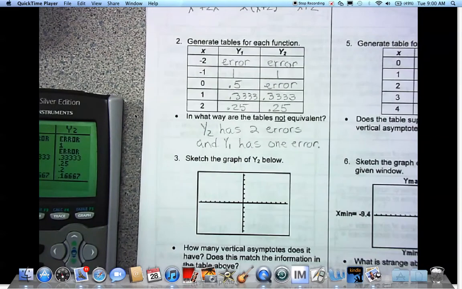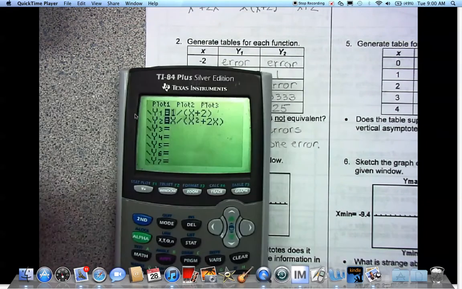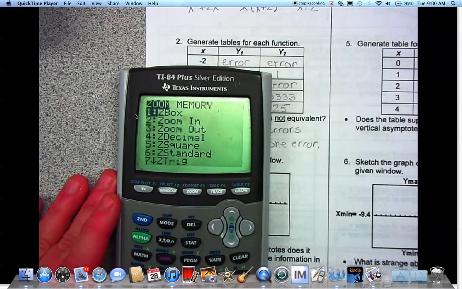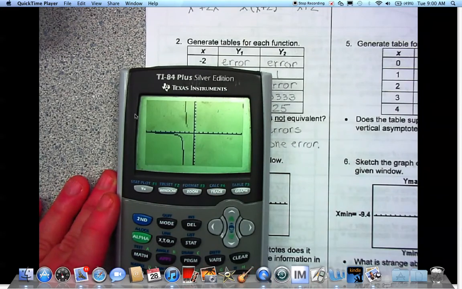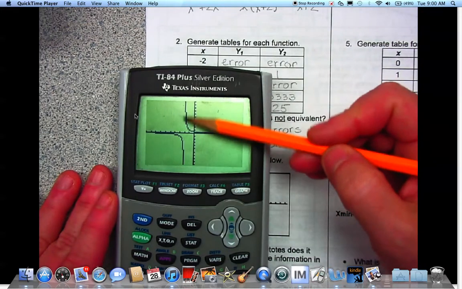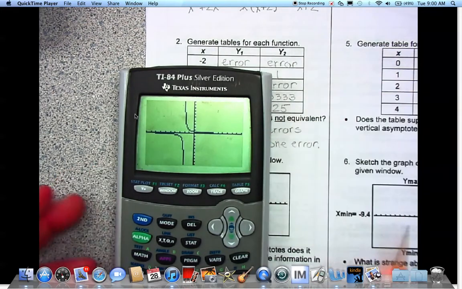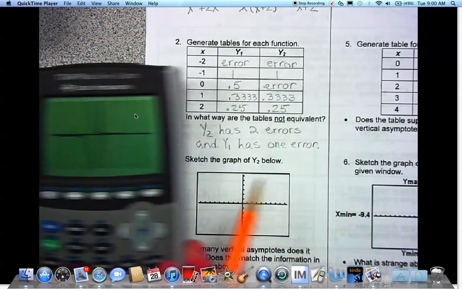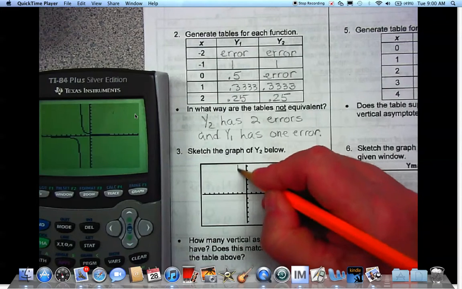Okay, so let's sketch y2. So go back to y equals. We're going to clear y1 out so that we just have y2. Okay, and then we're going to do zoom 6. Now yours is going to try to draw that asymptote, right? It did. It has a little line there. Okay, so where is the asymptote on this one? -2. So let's draw a dotted line at -2.